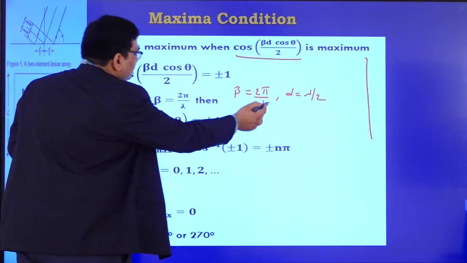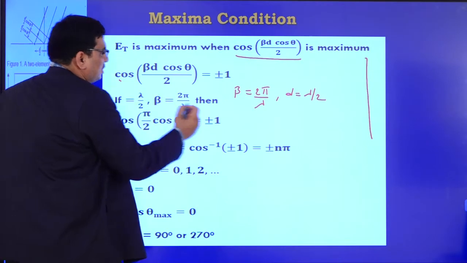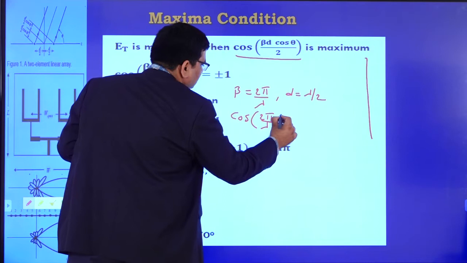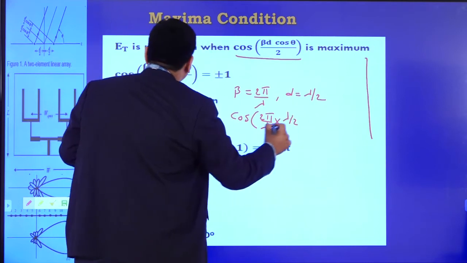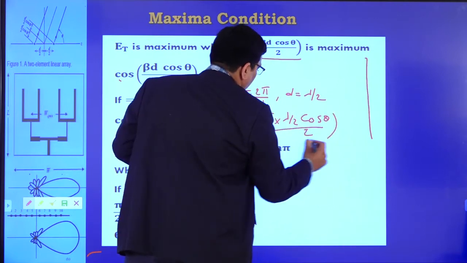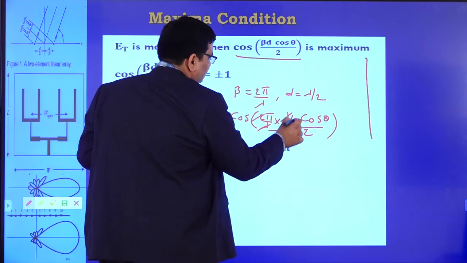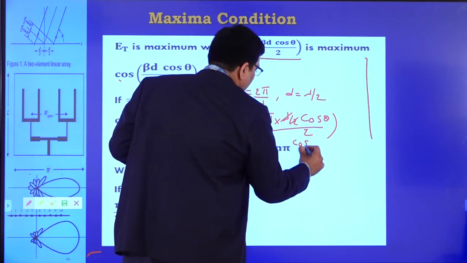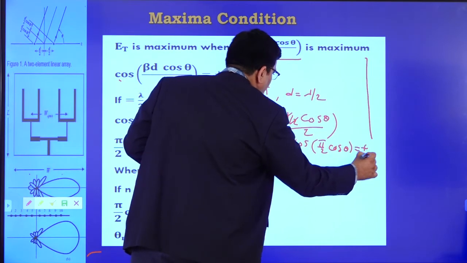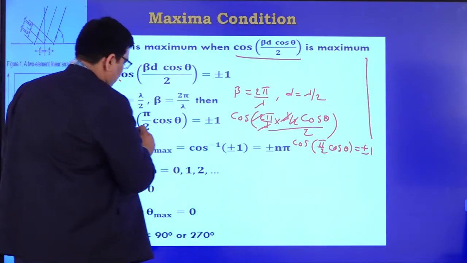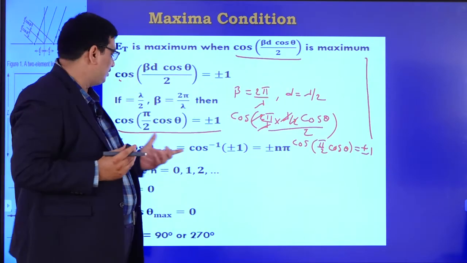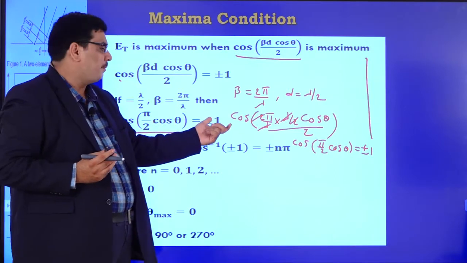So, after substituting these two values in this expression, what will happen? Cos of beta, that means 2 pi by lambda into d, which is lambda by 2, into cos theta by 2 actually. So, lambda gets cancelled, 2 gets cancelled, and your total expression is cos(pi by 2 cos theta) is equal to plus or minus 1. So, this is the expression once you substitute the beta value and d value, then you are getting cos(pi by 2 cos theta) equal to plus or minus 1.